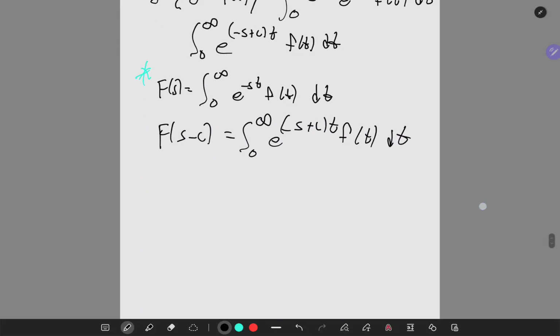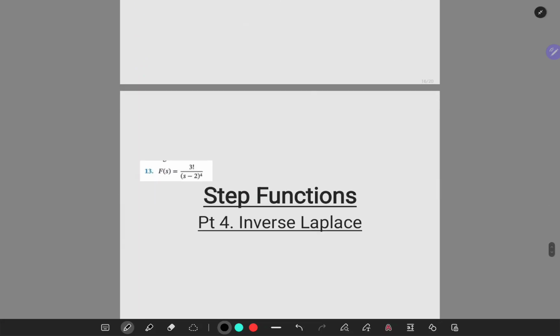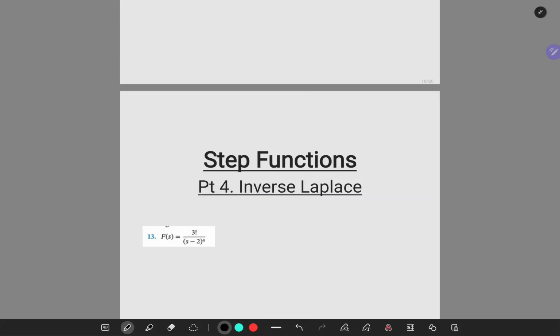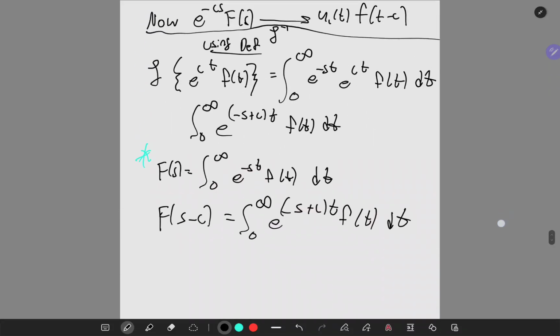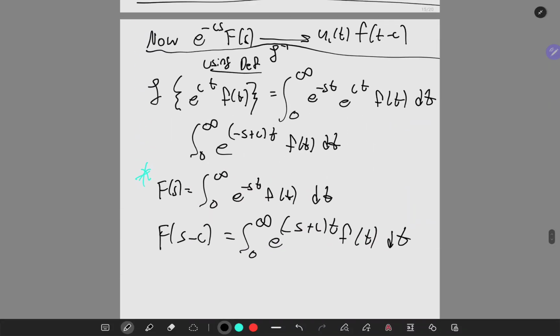All right, so in the next video, we're going to look at some inverse Laplace. Just taking the inverses by using the table, of course, of just these ones. And we're going to use these new inverse Laplace things that we've learned. So I will see you in the next video.